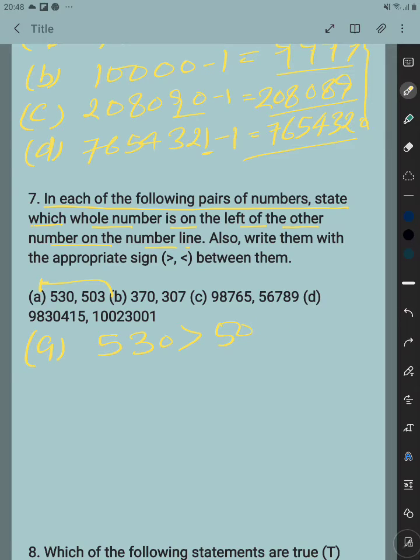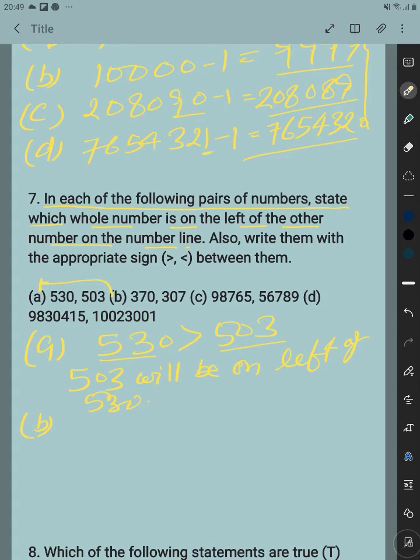It is very obvious. There is nothing to explain here which one is greater. So this number is greater than this. So which one will be on the left side? 503, because 503 is lesser. So 503 will be on the left of 530. We'll write it like this.